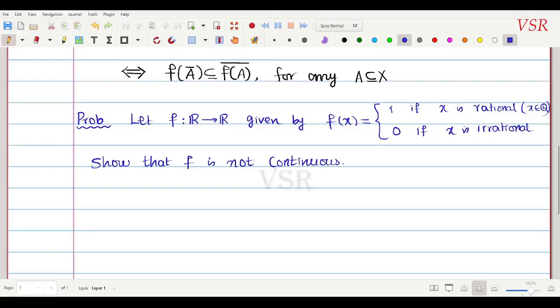Okay, so this f is not continuous னு சொல்ல போறோம் using all the above definitions, okay, characterizations.